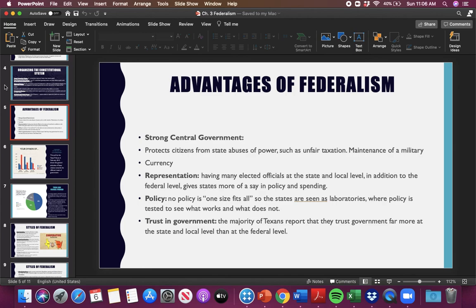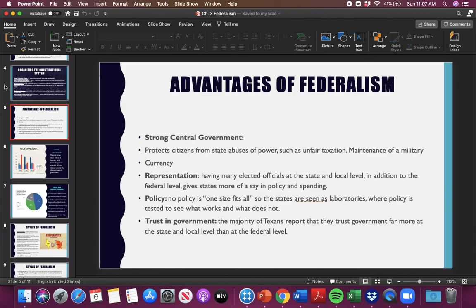Policy. No policy is one size fits all. So the states can experiment and see what works for each. We know that the political culture of Texas is very different than the political culture of California. And so Texas can try something one way and California can try something a different way. And we'll see what works, what doesn't. Maybe parts of each policy work and parts don't. And we can take those ideas and implement them in other states to find solutions to problems.